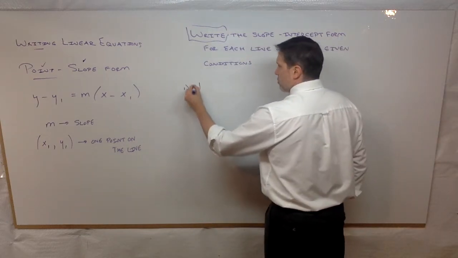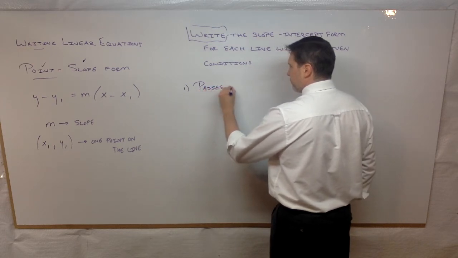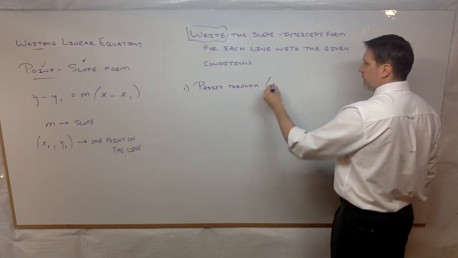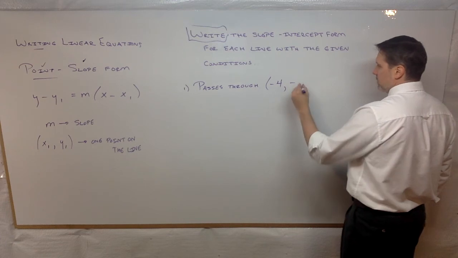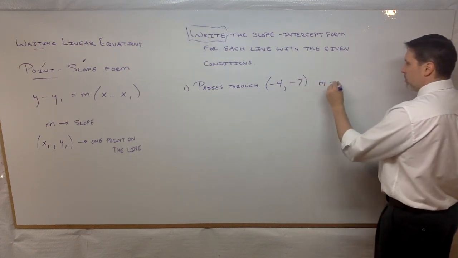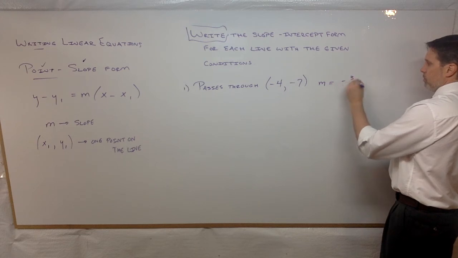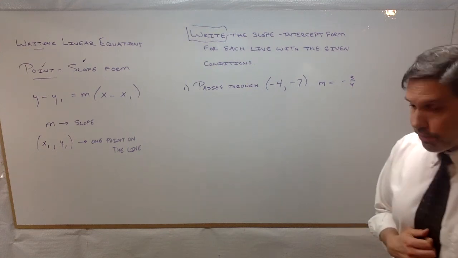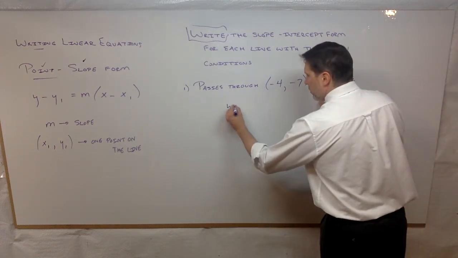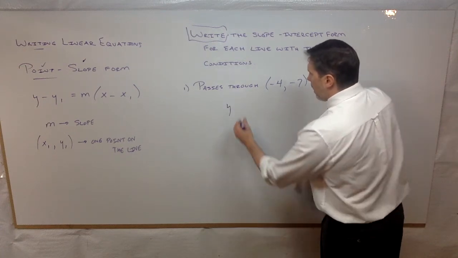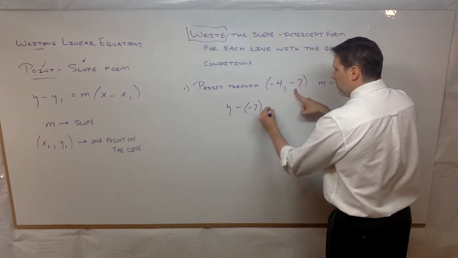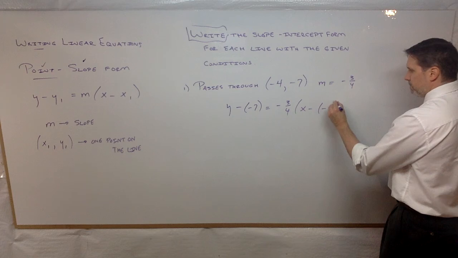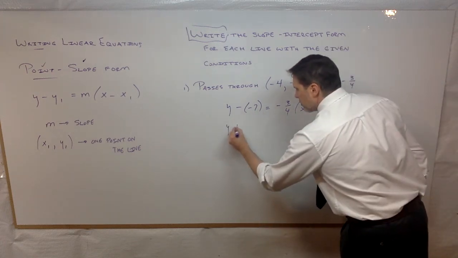First one, we'll just say passes through. Just do one like we did before. Passes through -4, -7. Slope is -3/4. There's only one line that has these qualifications. Give me the equation of the line in slope-intercept form. Okay, so job one, we're going to point slope. Whoops, point slope. That would be y minus y1, so -7, equals m, -3/4 x minus x1. Okay, let's make those plus.